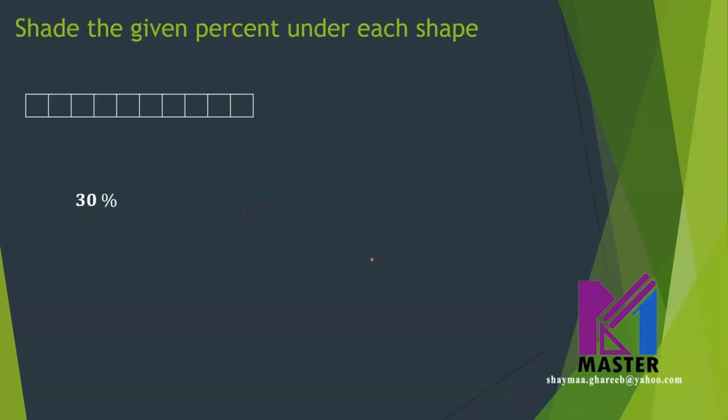Now, I'm going to shade a given percent. If I want to shade a given percent, we said first to change the percent into a fraction. So I'm going to change it into a fraction in the simplest form. So it will be 3 over 10, which means 3 shaded parts from each 10 parts. I already have 10 parts, then I'm going to shade 3 parts out of the 10 parts. Is this clear? So 3 squares will be shaded at the end.